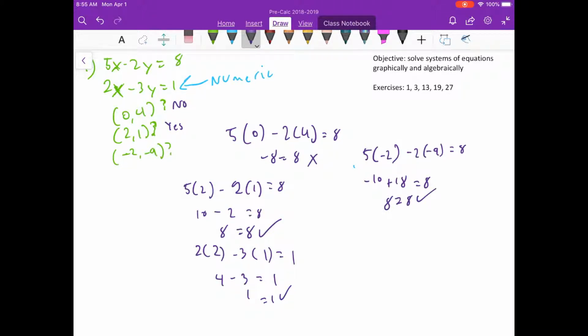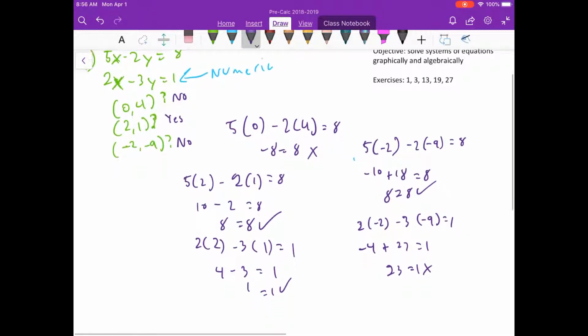Let's try the second equation, to make sure it fits both. You get 2 times -2 minus 3 times -9 equals 1. If we plug this in, we get -4 plus 27 equals 1, which gives us 23 equals 1. That is not a solution. So it has to work with both equations to be a solution to the system. Fair enough.